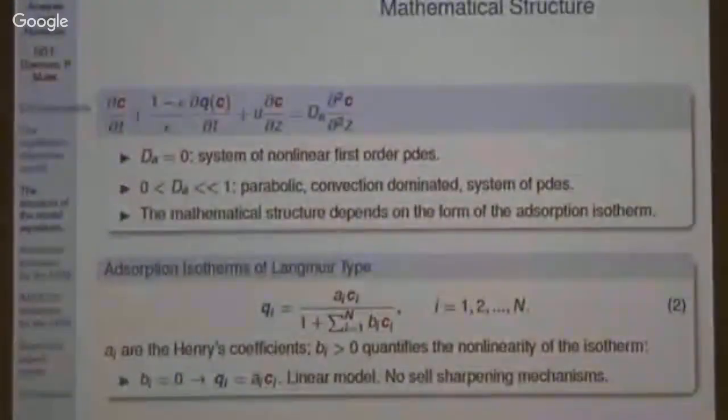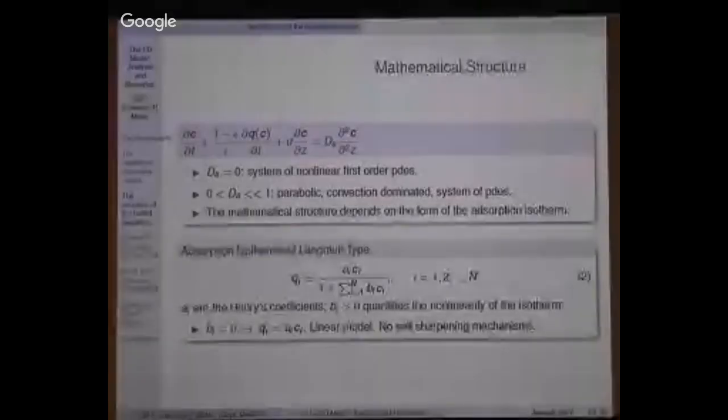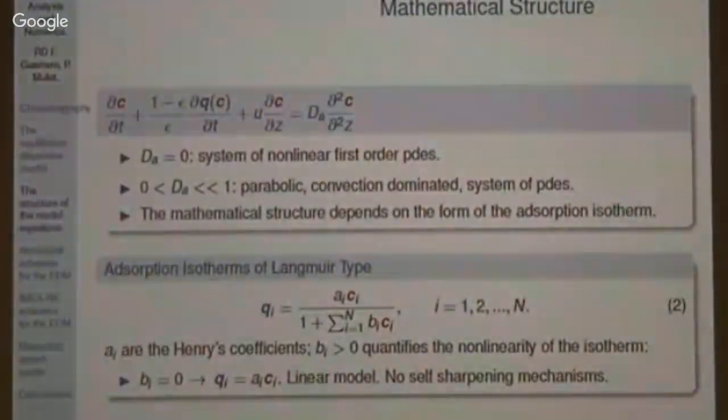So what is the structure of the system? So obviously, if you set dA equal to 0, you have a system of nonlinear first order PDEs. And if you have dA larger than 0, then you have a parabolic system. If this guy is small, then you have a convection-dominated system of PDEs. This is the case of interest, okay? Now, what is the mathematical structure? So it depends on this Q. Depending on what Q is, the behavior could be different, okay?